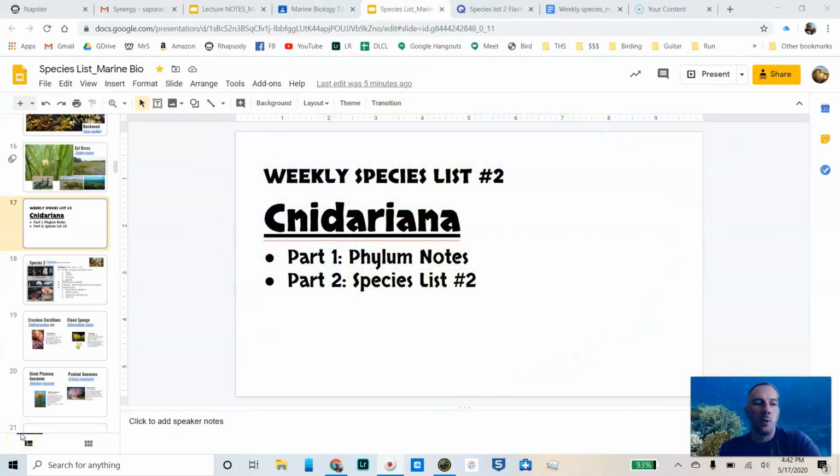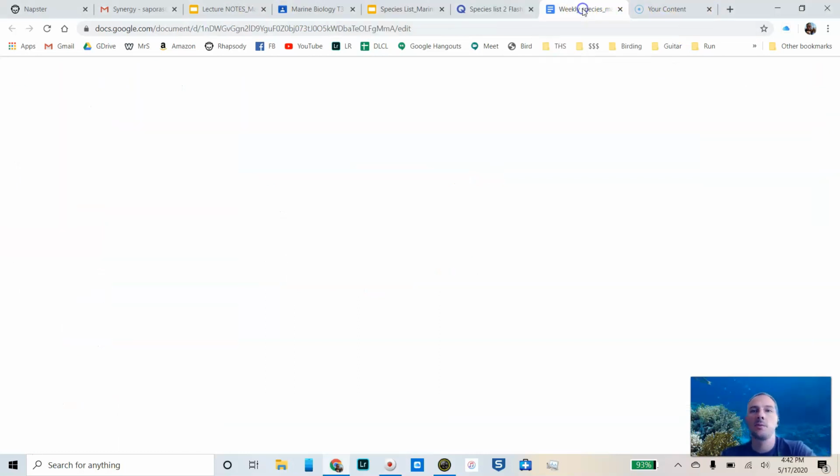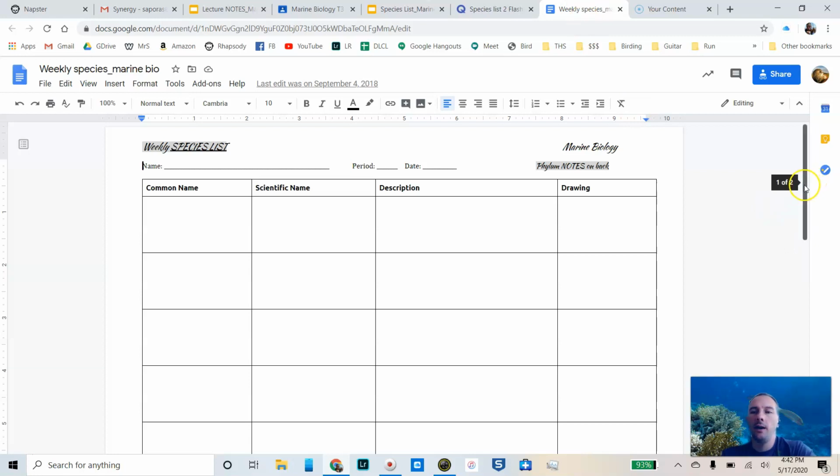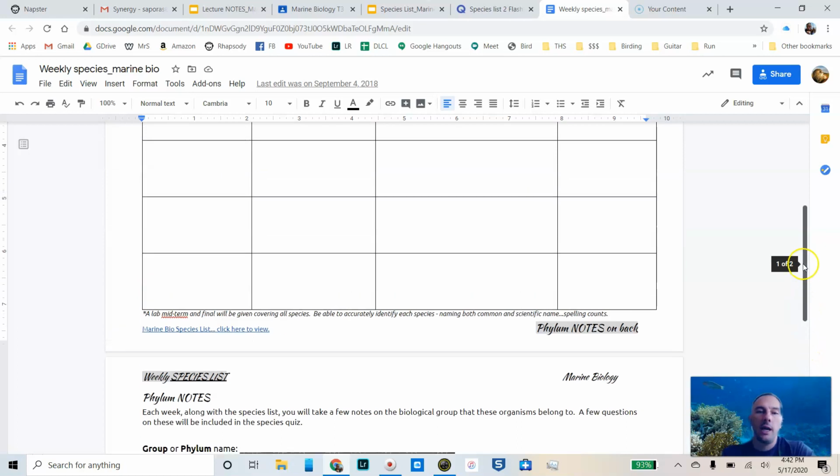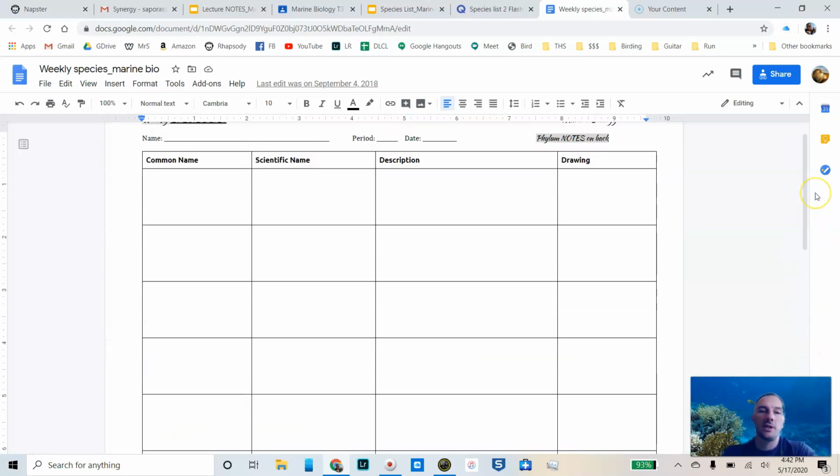All right, Mr. Sapora here, marine biology, and we're going to be doing our species list number 2 this week, Cnidariana. So the first part of this will be the phylum notes, and then the second part will go over our list of species this week. Once again, the phylum notes you could take on the back or on a separate sheet of paper, and then the species list on the other side here.